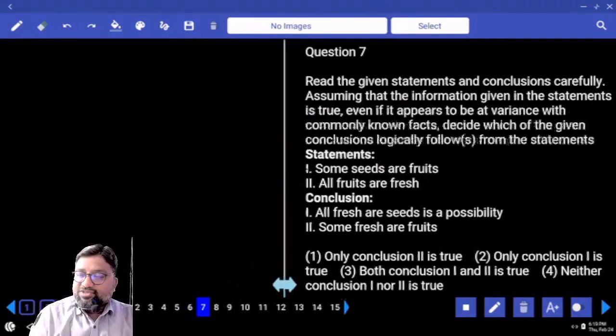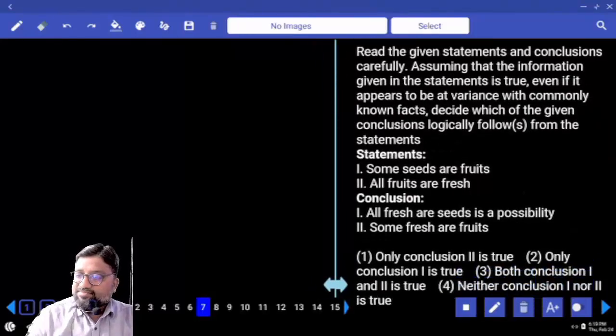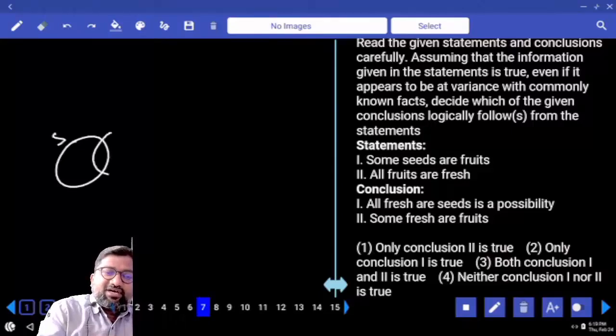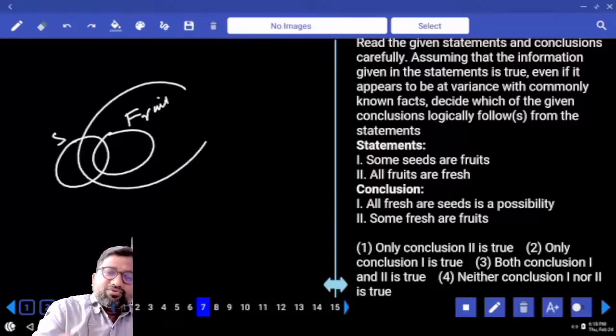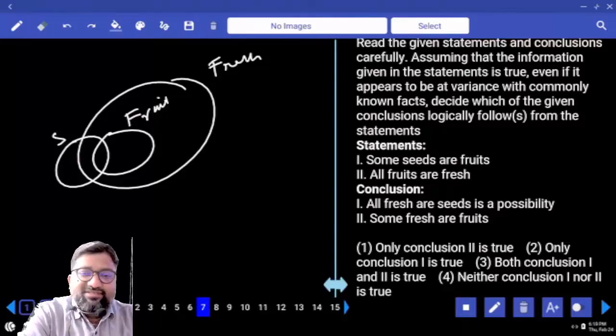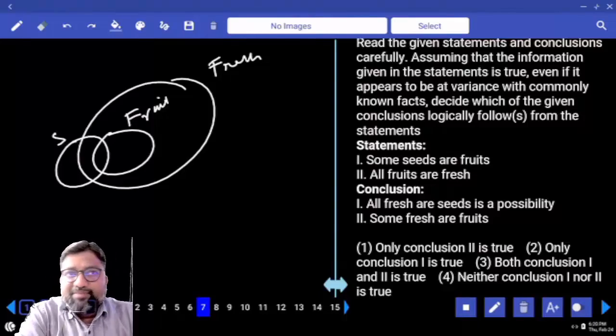7. This is a question on what? Syllogisms. Some seeds are fruits. All fruits are fresh. What is the first conclusion? All fresh are seeds is a possibility. Now please tell me one point here.